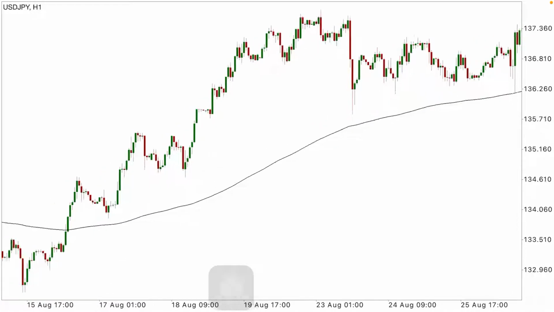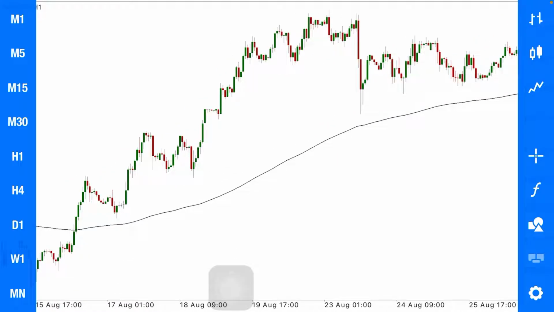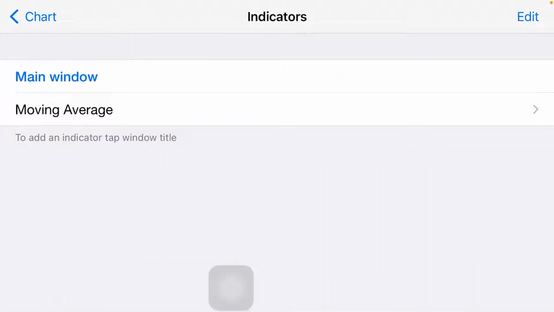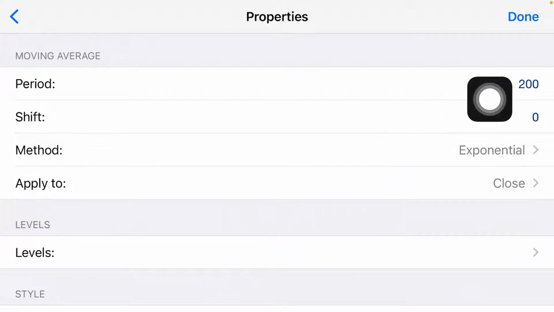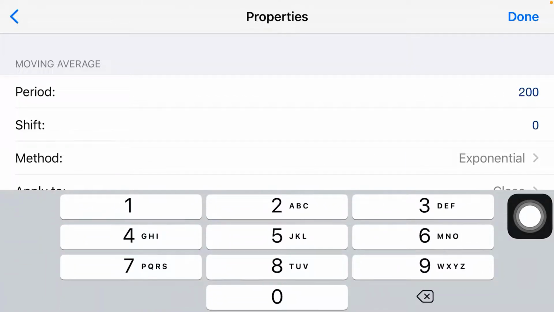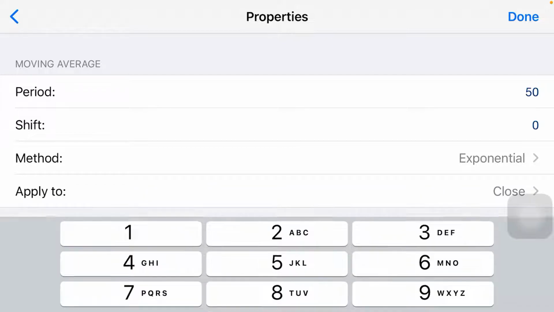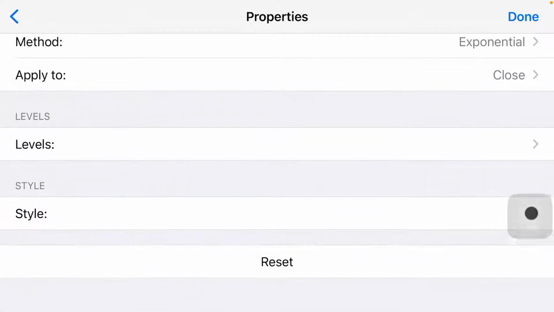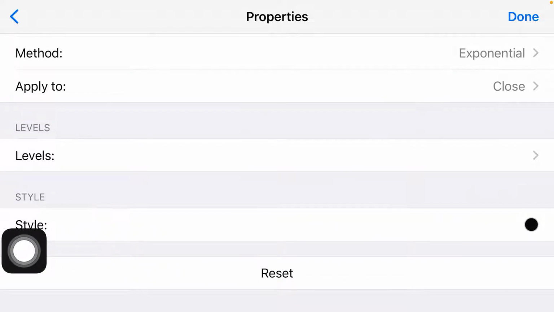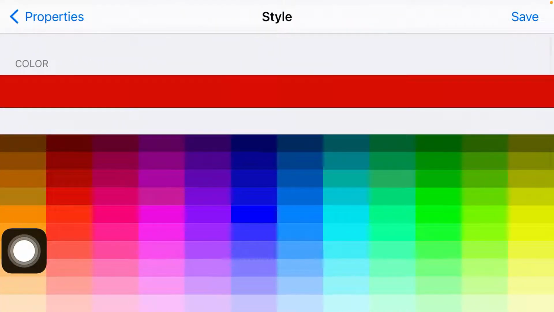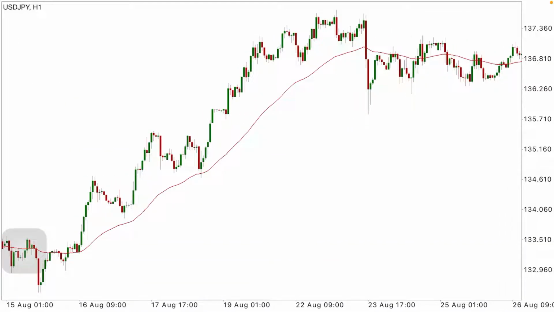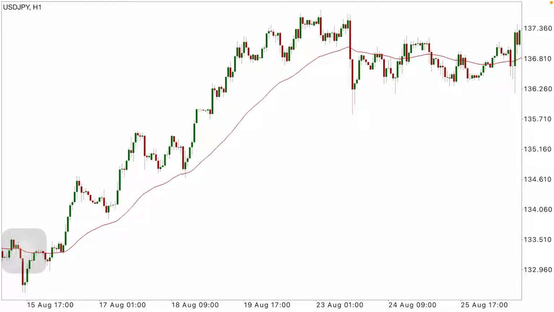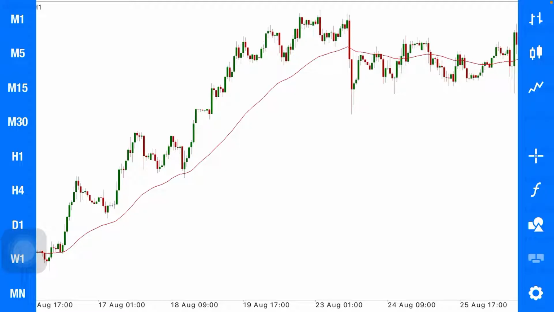The next one we're going to install is the 50 EMA. All you need to do is come to this period and change it to 50. We are looking for another color, so let's use the red color. You can use any color you wish to use.